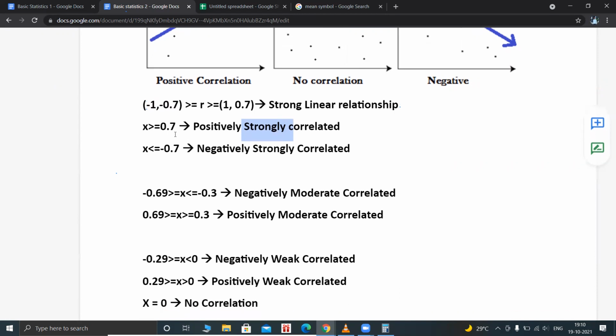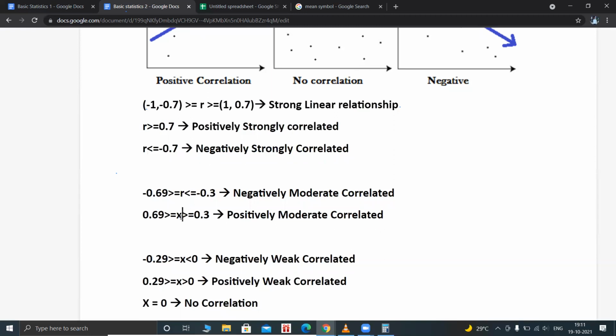This is one meaning, guys. This is entirely one meaning. If it is greater than 0.7, we can think of it as positively strongly correlated. If it is less than minus 0.7, then negatively strongly correlated. See, the ranges are like this. Is this clear, guys? Just replace it with R. Don't take it as X. It is supposed to be R. Is this concept clear, guys?